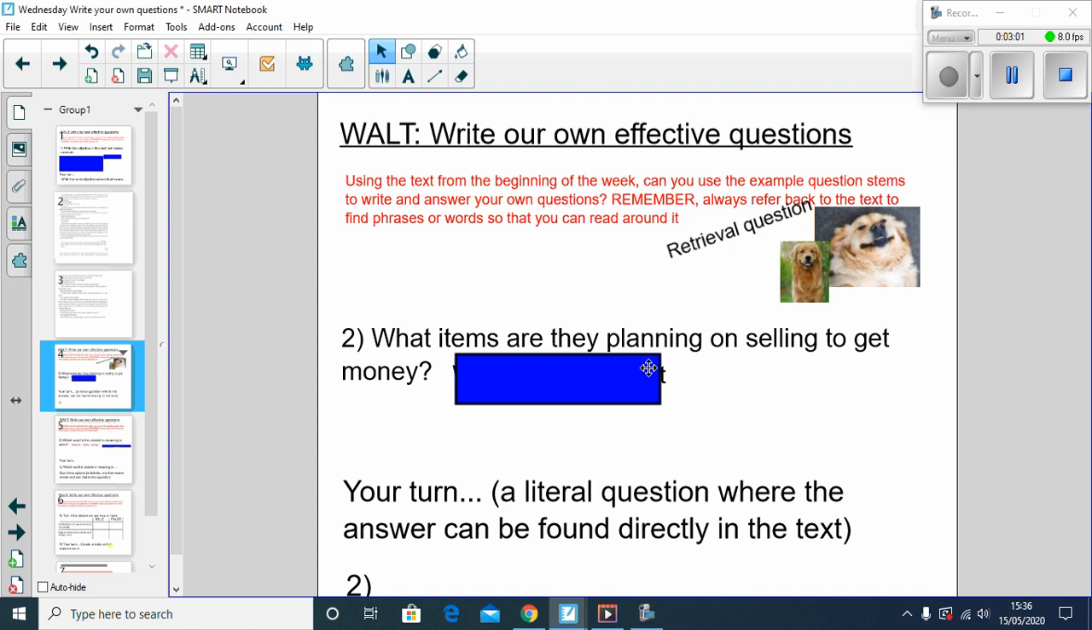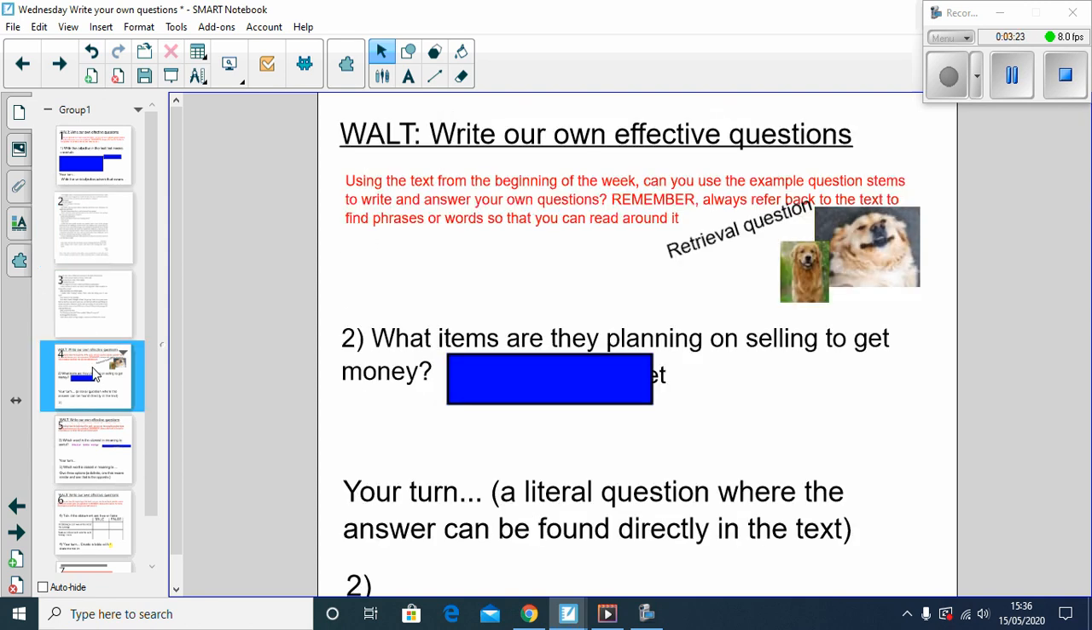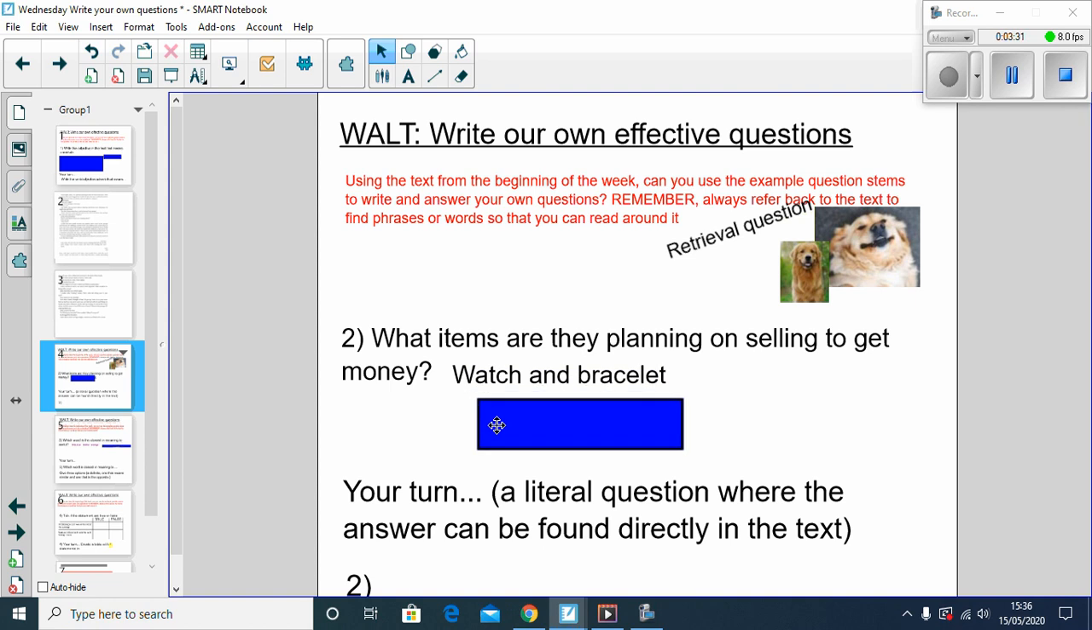It's going to be a literal question. The answer will be in the text. First thing you need to do is pick a sentence, because I'm going to rephrase the sentence to make it into a question. I picked the sentence: that's what the watch and bracelet are for, we'll sell them. I've rephrased it: what items are they planning on selling to get money? Well, we know the items they're planning on selling are the watch and the bracelet.